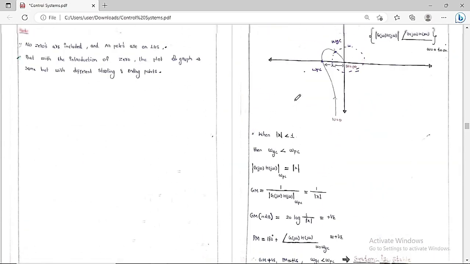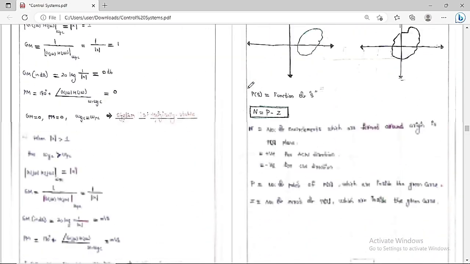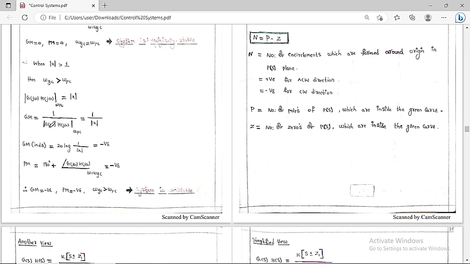So you can say at omega PC its value is equal to mod X. Then what is gain margin? Gain margin is equal to 1 by mod of G of H of S at omega PC, so its value is equal to mod X. Now gain margin in dB is equal to 20 log base 10 of gain margin. So gain margin is equal to 1 by mod X.